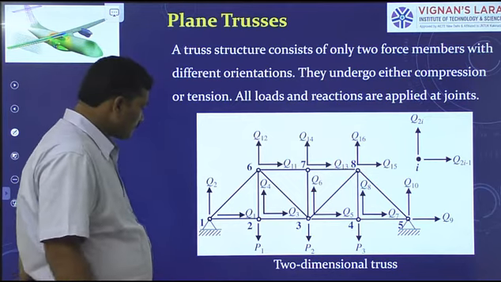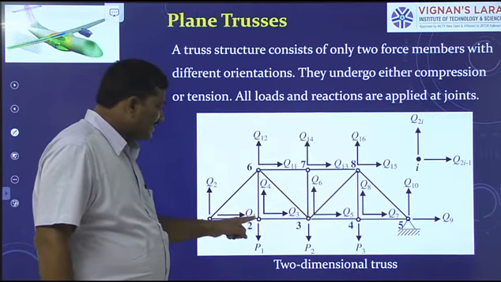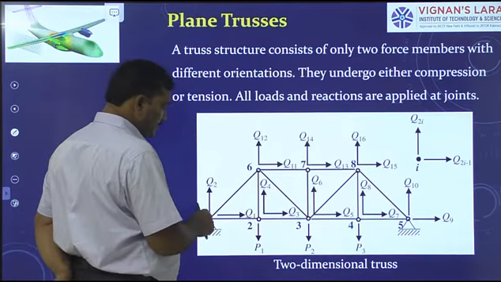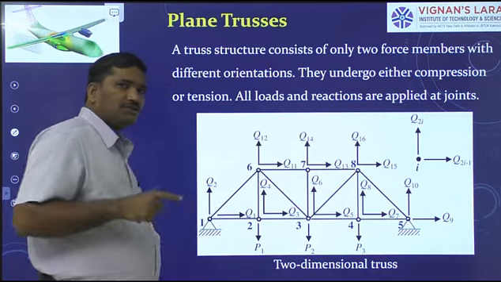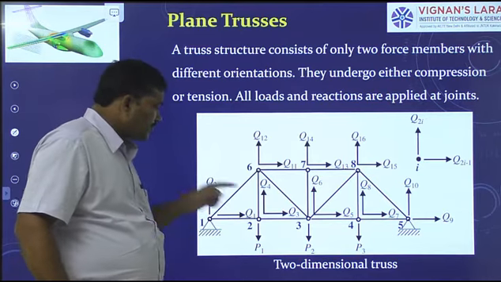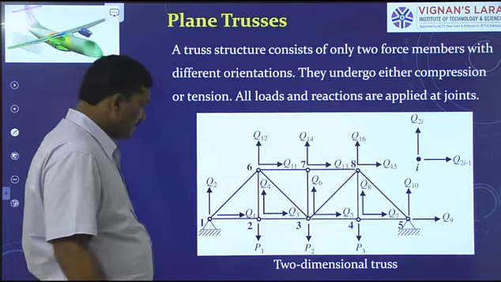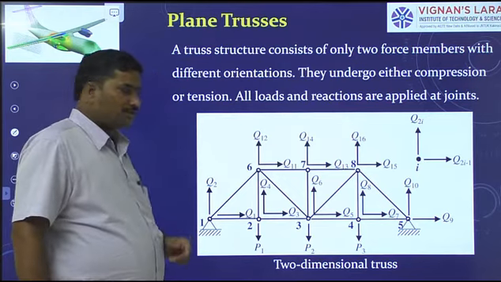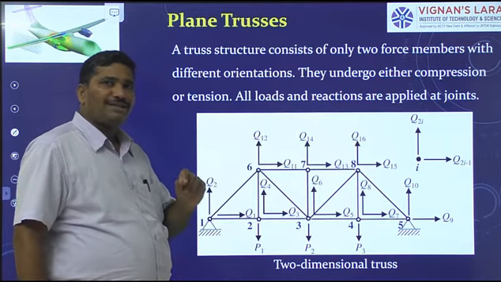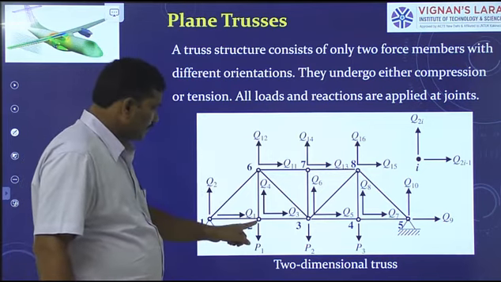Okay? Next. Here, the members are connected at the ends. At each joint, if you see, two or more members are joined together at the ends. Right? So, joint we can understand as a point where the ends of two or more members are joined together. Right?